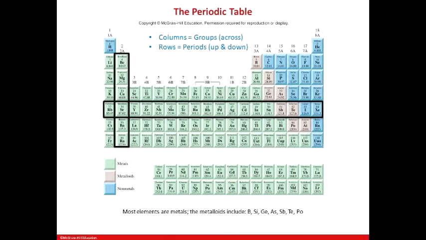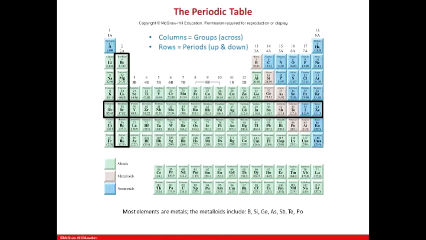Now, let's go back to the columns. When we consider the columns, if we know what's happening for one element in the column, we can surmise or assume that similar properties or similar events might happen for others in that same column. So for the most part, an element in a column has similar properties. That is a take-home point you want to hang on to. The elements in a similar column have similar properties.